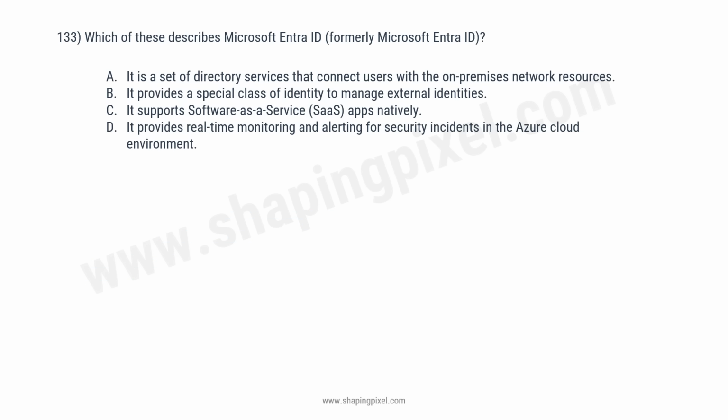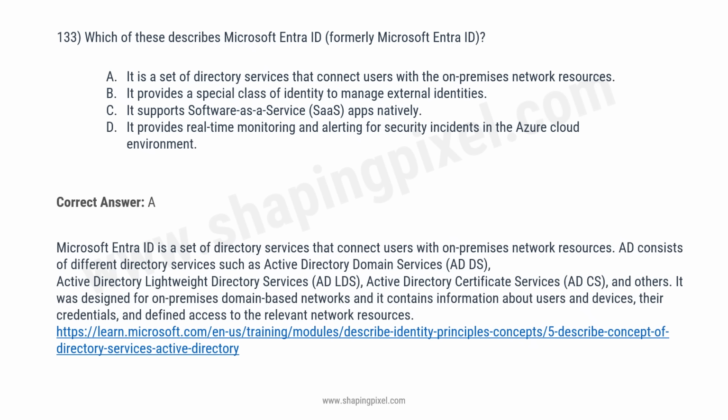So question number 133. Which of these describes Microsoft Entra ID? Option A, it is a set of directory services that connect users with the on-premises network resources. Option B, it provides a special class of identity to manage external identities. Option C, it supports software as a service apps natively. Option D, it provides real-time monitoring and alerting for security incidents in the Azure cloud environment. So the right answer here is option A. Microsoft Entra ID is a set of directory services that connect users with on-premises network resources.